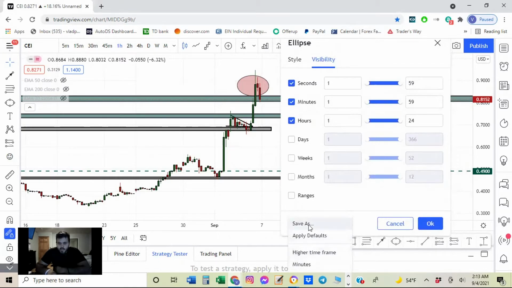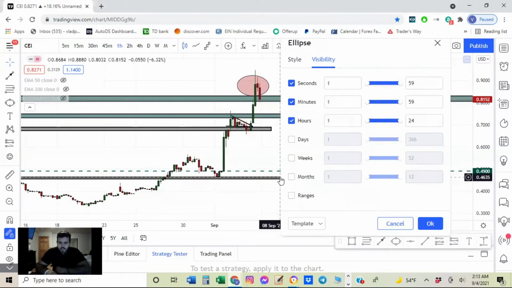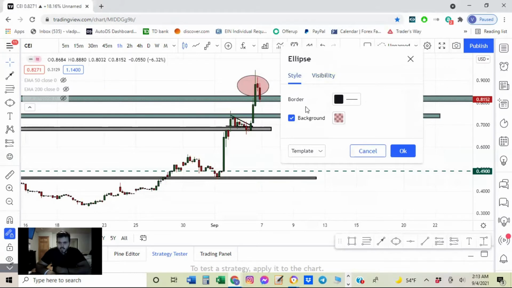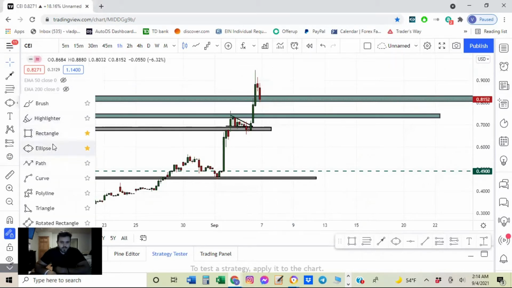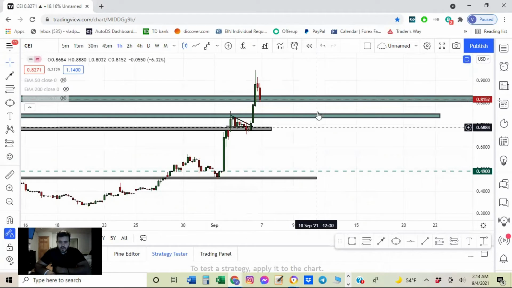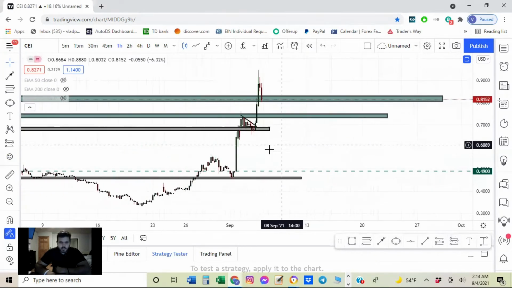you can save as. So you save as whatever you like, whatever helps you become more organized. You can, as I said, change your style, all this and that. So that right there is perfect. Let me get rid of this. The same thing pertains to the rectangle. You can modify it the same way. So that is a very, very good sign.